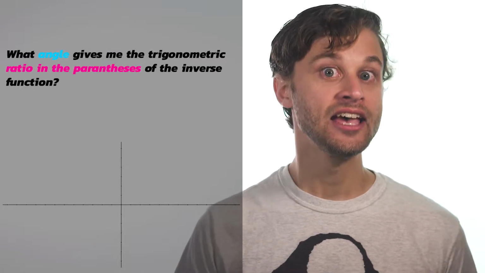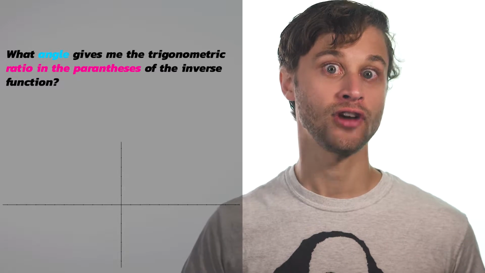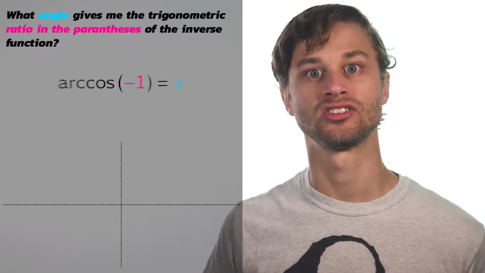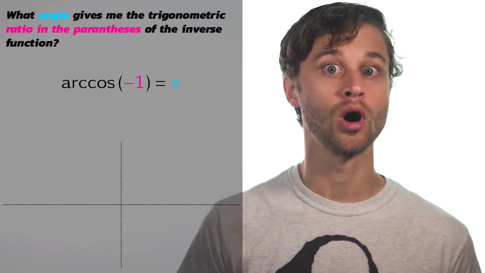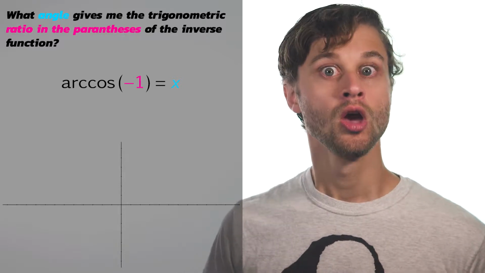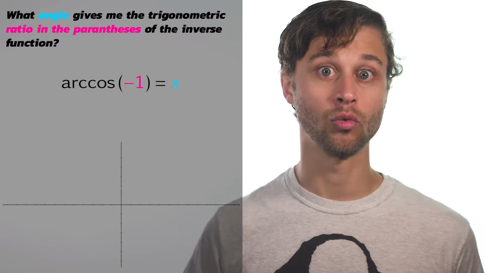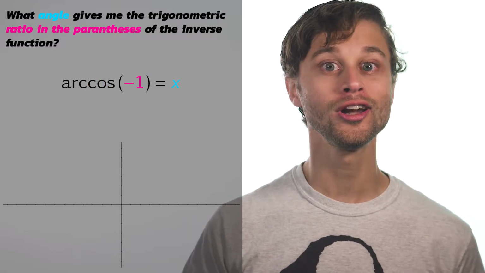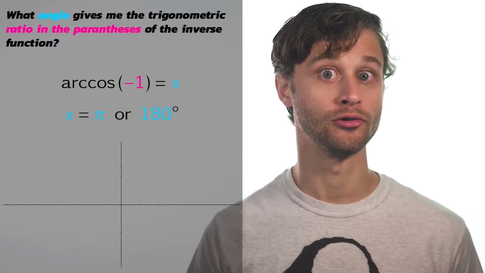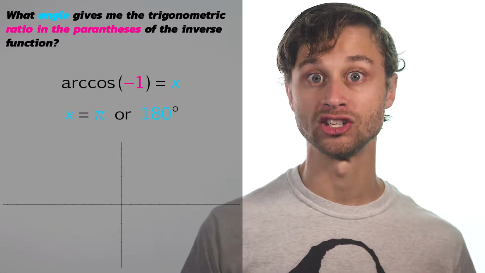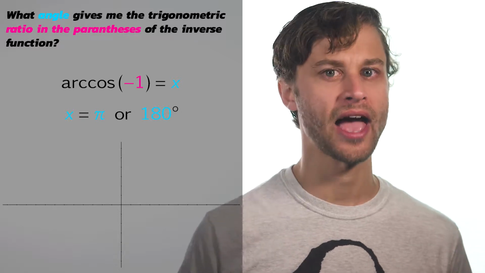So, inverse trigonometric functions, how do they work? I think the best way to think about them is, when you encounter them, to ask yourself the question: what angle gives me the trigonometric ratio in the parentheses of the inverse function? So for instance, if I am given this, the arc cosine of -1 is equal to what? Well, I ask myself the question, what is the angle that has a cosine of -1? Well, that one's pretty straightforward. It's just pi, or 180 degrees. Of course, there are infinitely many solutions to that question. We'll come back to that in just a minute.